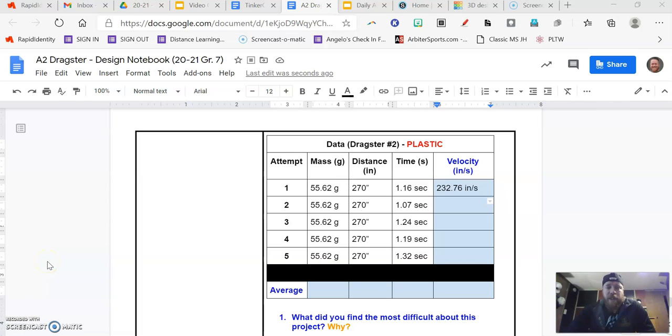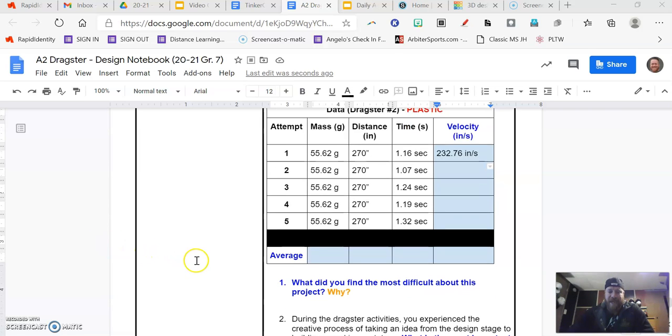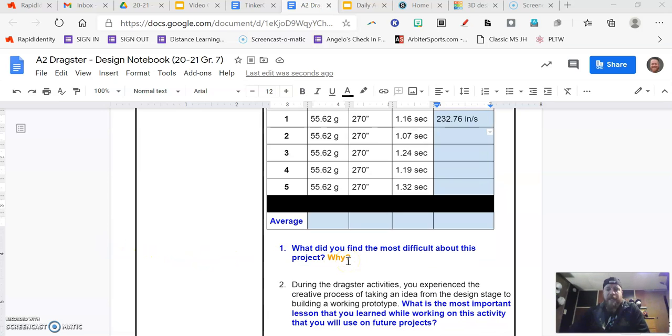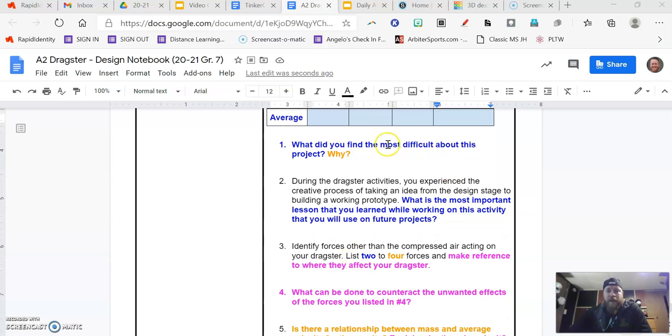Now that you have your data charts filled out, the last thing that needs to be completed for our dragster project is to answer these evaluating questions. Notice for a lot of these questions, there's parts that are in blue. These are parts of the question that you must answer, and there are parts of the questions that are in orange. Those are things that you should answer.